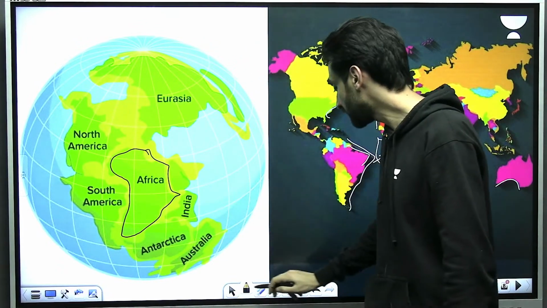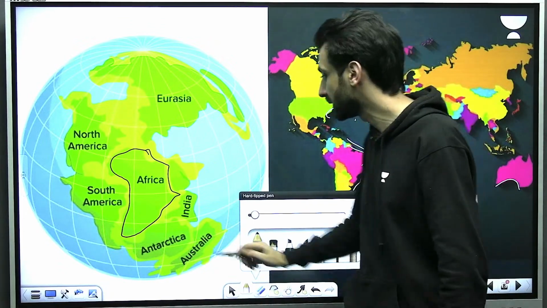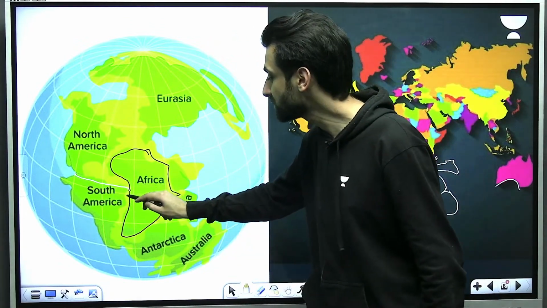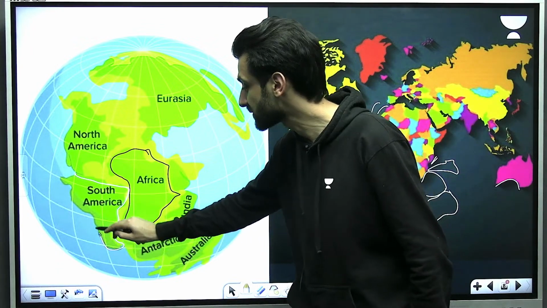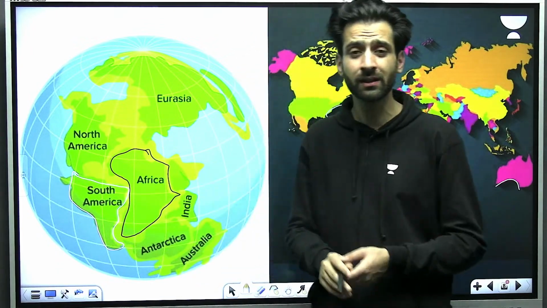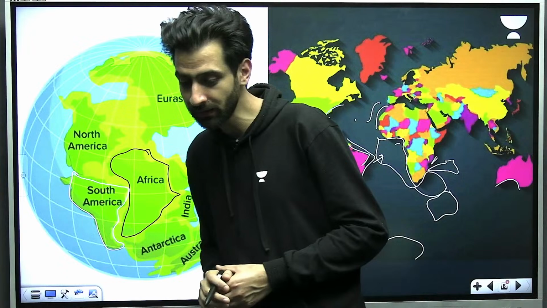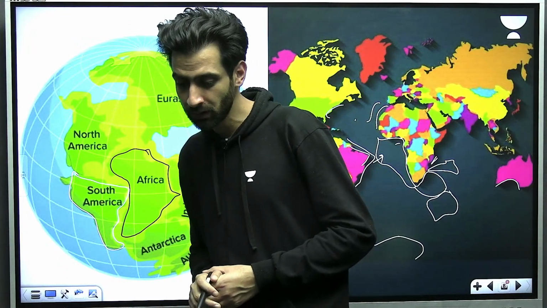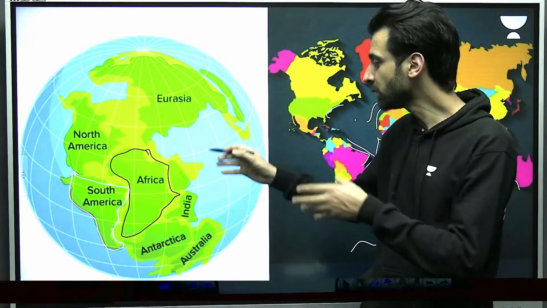And the other part of the South American continent, this is South America, is perfectly fitting into this area. Is it clear? Do you have any doubt up until now? If you have any doubt, you can ask me in the comments. Are you able to visualize the things?